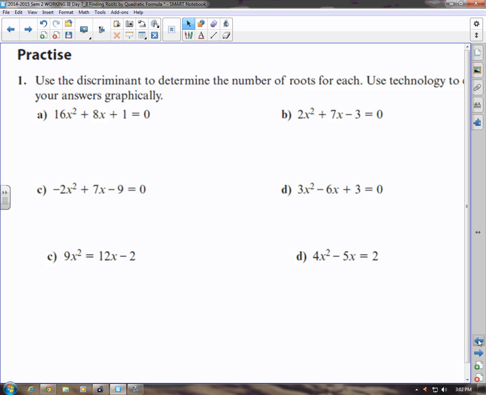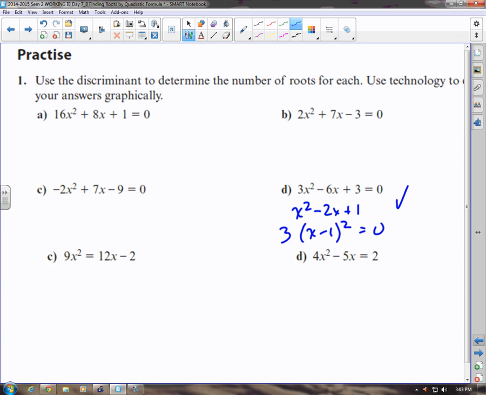Hands up, which one? D? Which D? There's 2 Ds. So 3x squared minus 6x plus 3. How do you know for sure? Okay, so this one you could factor, relatively easy enough. And you've got a 3 out here, so right away we can tell that this will have 1. But we can use the discriminant.